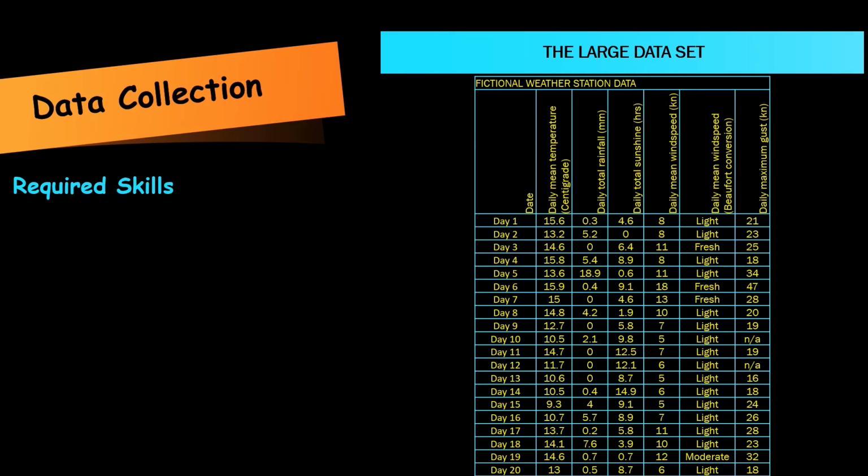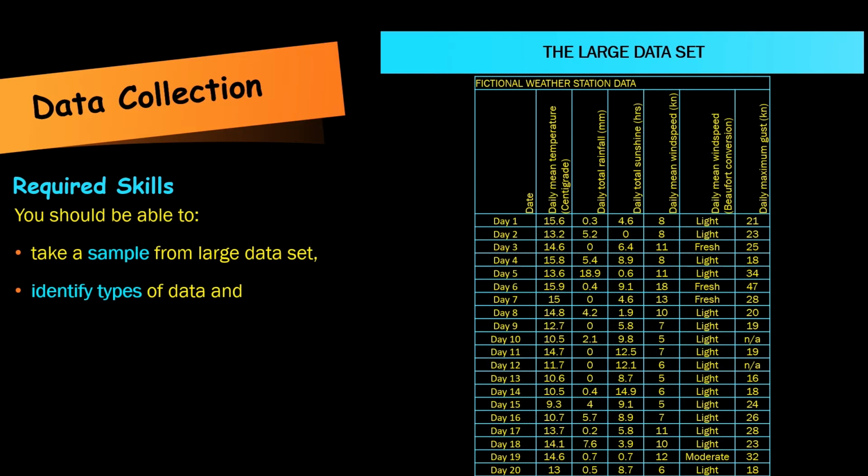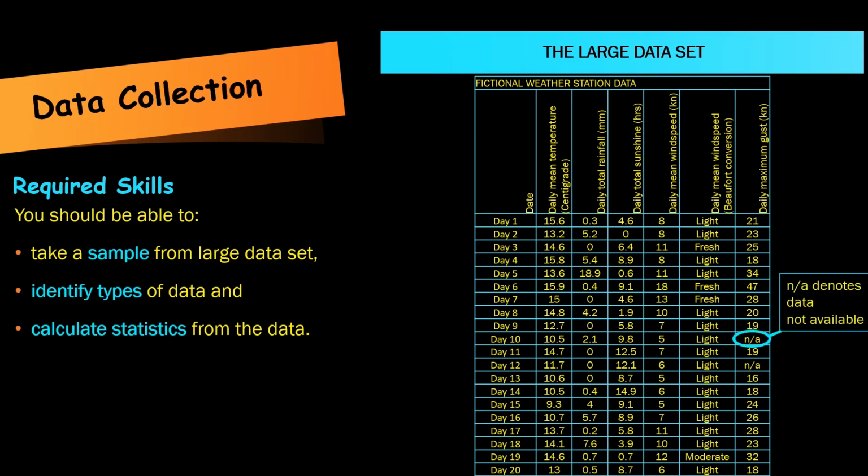We are now going to take a look at the required skills you need in order to analyse the large data set. So you should be able to take a sample from a large data set, identify types of data, and calculate statistics from the data. Notice in this particular data set, NA denotes data which is not available, and this is the case for other data sets as well.